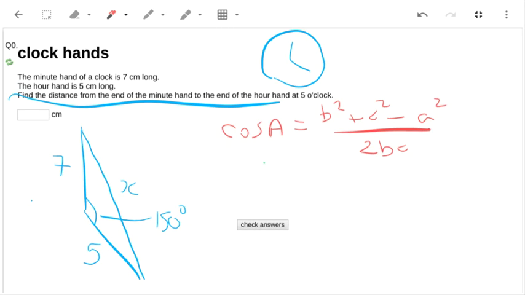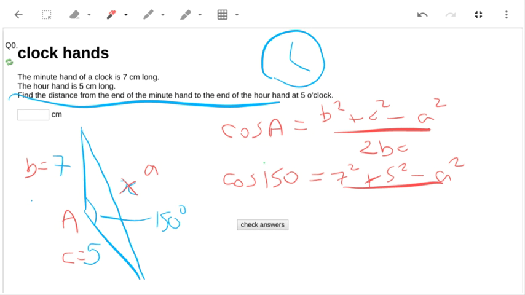Now, it's a good idea to put the letters onto the triangle that you've got. The cos A and the little a are an angle and an opposite side. So cos A is the angle I know, and a is its opposite side, the one we don't know. And the b and the c can go either way round. So I get cos 150 equals 7 squared plus 5 squared minus a squared, divided by 2 times 7 times 5.